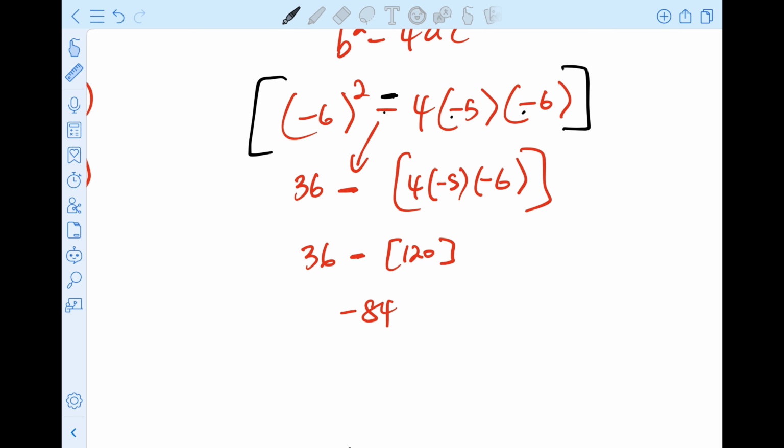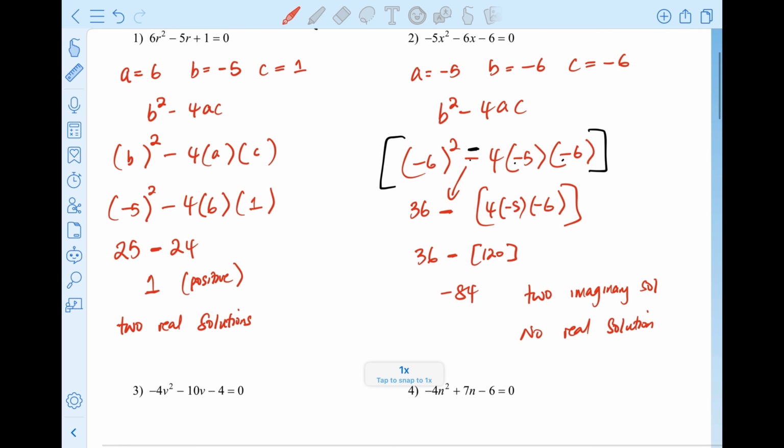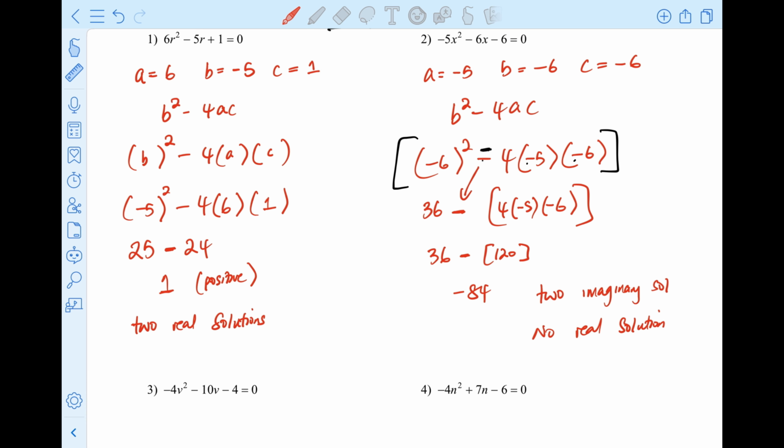This would obviously be negative, and as I said before, if it's negative, then we end up with two imaginary solutions, or we would say no real solution, right? So these are just two examples highlighting the focus here.